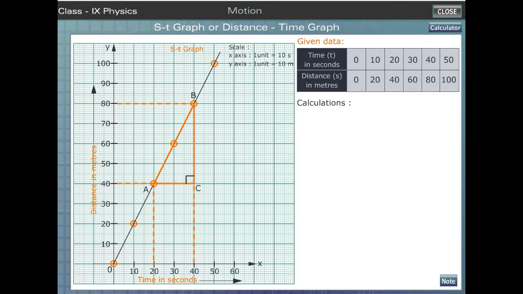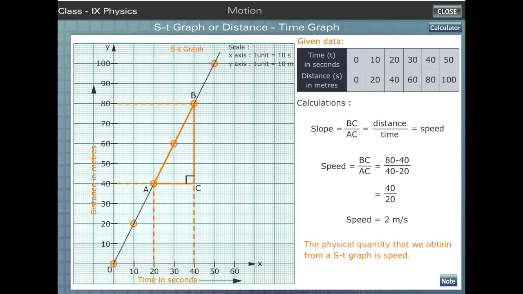Find the slope of the straight line graph. The slope gives the speed. That is, the physical quantity that we obtain from a ST graph is speed.